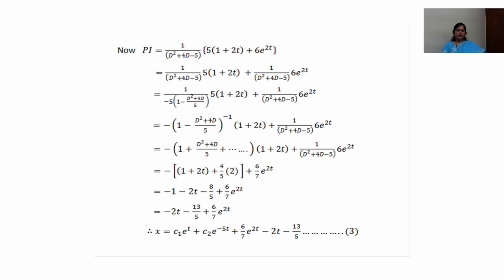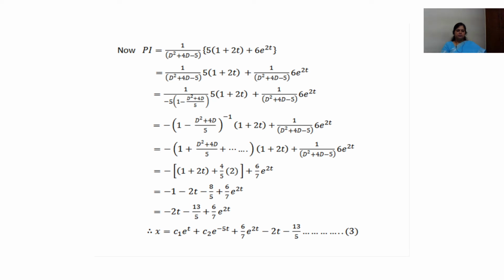Minus is outside. 1 into (1 + 2t) we take first. Multiplying with the inside value, we get 1 + 2t first. Then (D²/5)(1 + 2t) becomes 0, because D² means we have to differentiate that function two times, so it becomes 0. That's why we are not writing that term. Then the next one is (4/5) D (1 + 2t). 4/5 we keep as it is. D(1 + 2t) means we differentiate 1 + 2t with respect to t once. So we get 0 + 2 into 1, that is 2. So 4/5 into 2 we got.